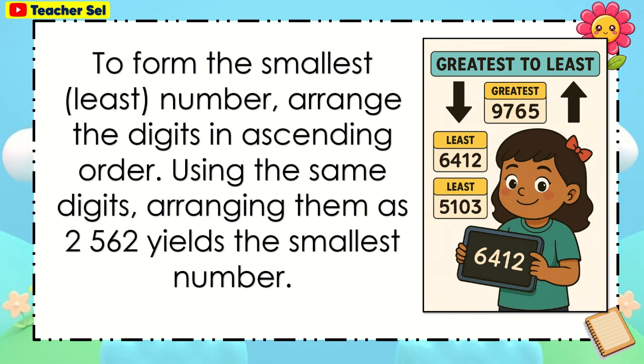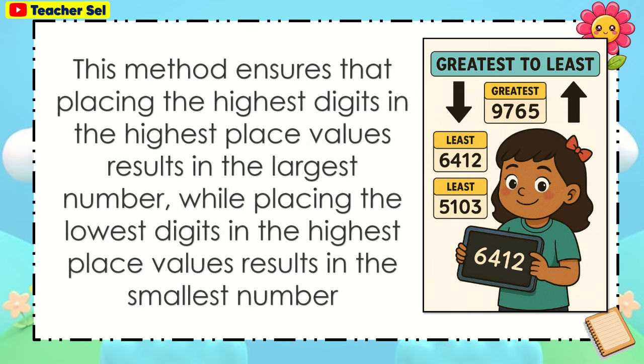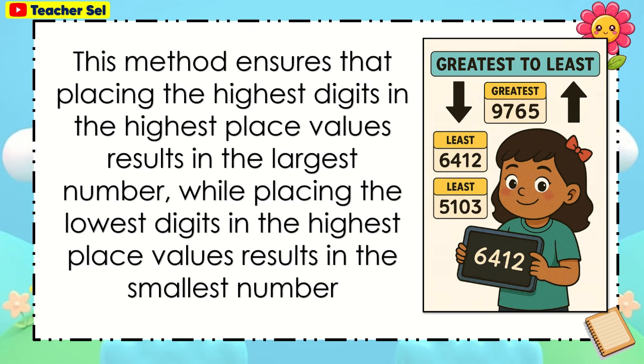To form the smallest or least number, arrange the digits in ascending order. Using the same digits, arranging them as 2,568 yields the smallest number. This method ensures that placing the highest digits in the highest place values results in the largest number, while placing the lowest digits in the highest place values results in the smallest number.